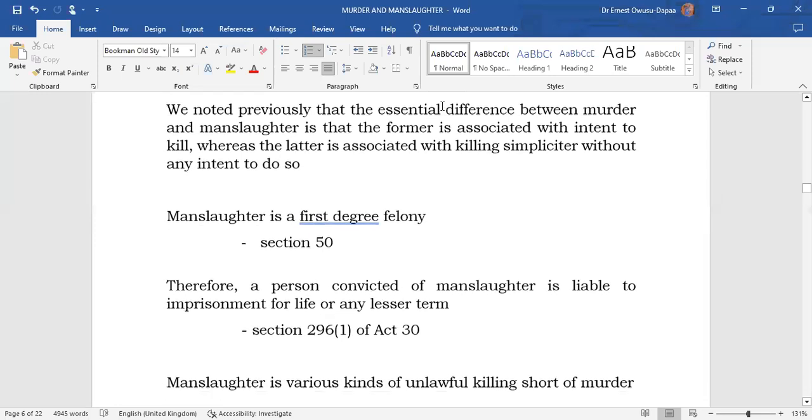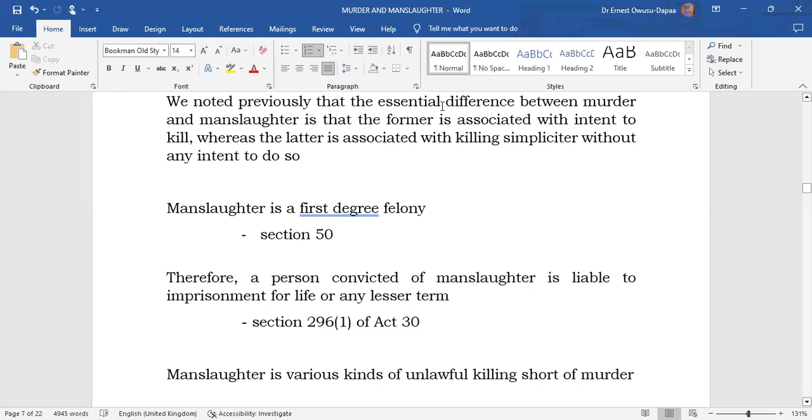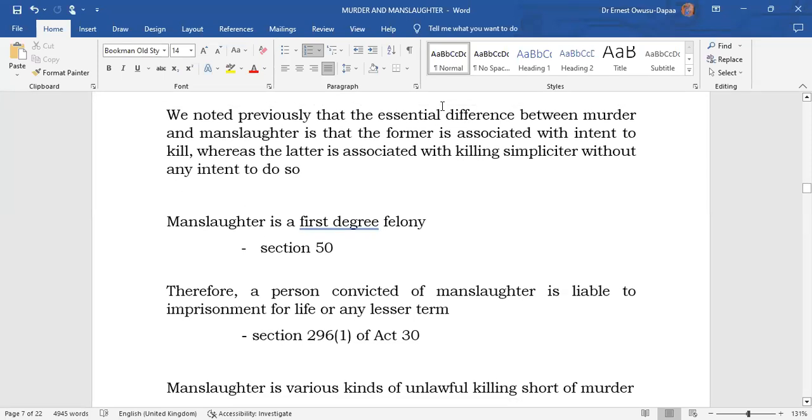And of course, we have noted that all that we have said about murder to a large extent is applicable to manslaughter. The only difference is that, as we saw in the case of murder, we are dealing with the intent to kill, but in the case of manslaughter, we are dealing with the killing simpliciter without any intent to do so. That is to say that, yes, death has occurred and you caused the death. But then we cannot see that you had an intention to actually kill or bring about the death, except that the death has occurred. And it is caused by unlawful harm, as it were. So let us keep that in mind.